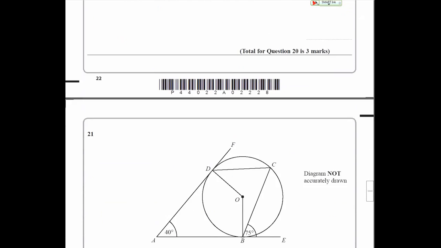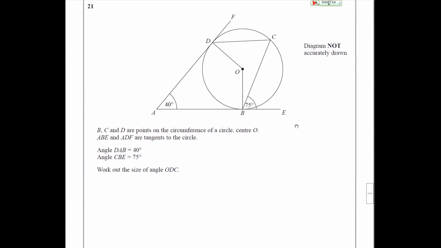That was 3 marks. Moving on, question 21. B, C, and D are points on the circumference of a circle, center O. A, B, E is a straight line. Tangents to the circle. Tangent means it touches it exactly once. It doesn't cross it, just touches the edge of a circle. So, angle DAB equals 40 degrees. We can see that.